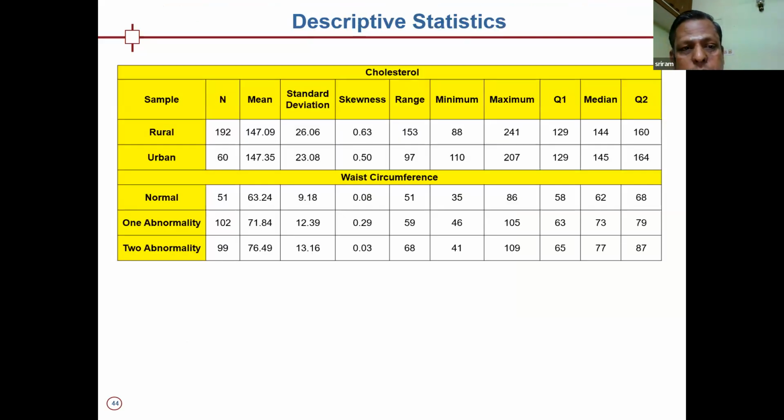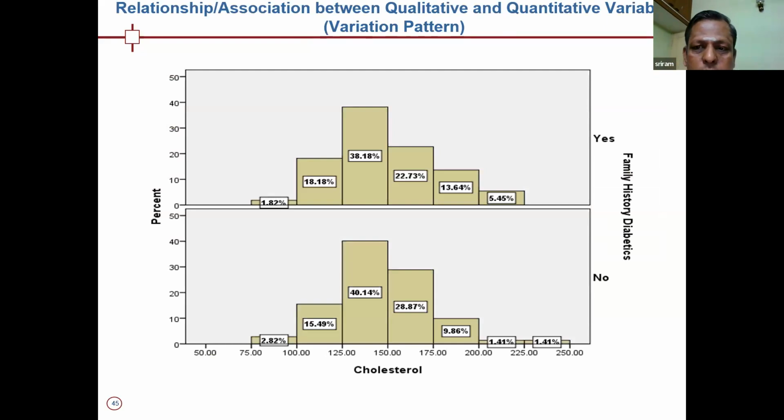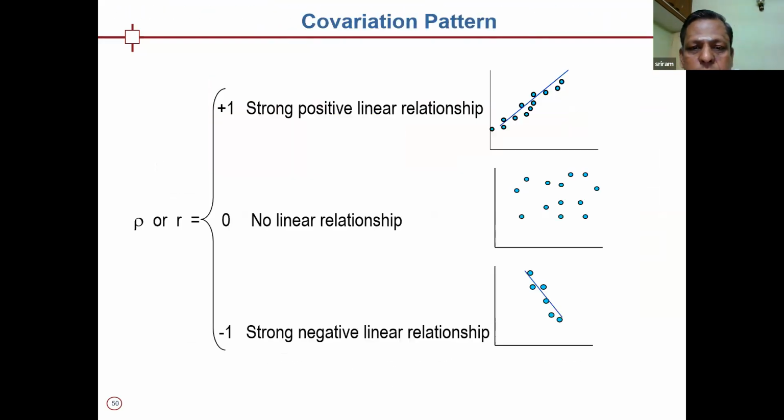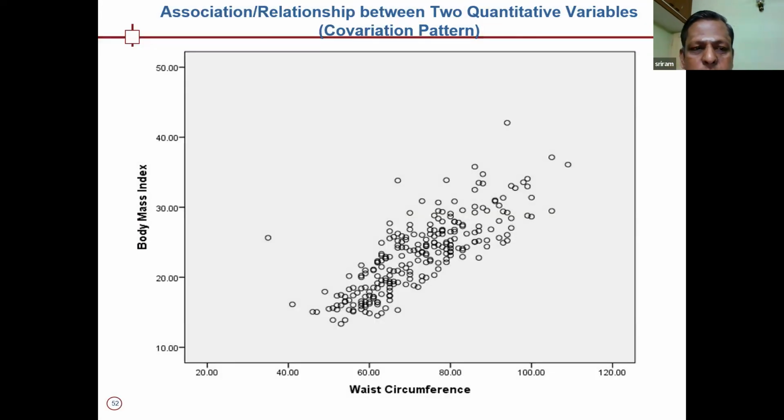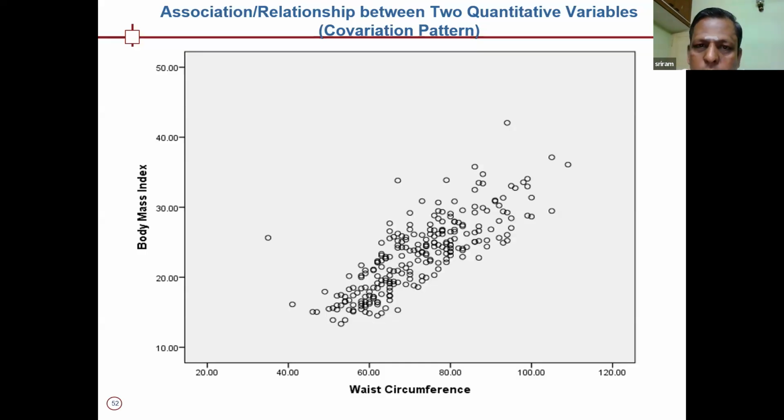It's very important actually. You can also show tables, for example family history and cholesterol. You can use different graphs, and if both your variables are quantitative, you can use a scatter diagram. It easily shows there's a relationship between waist circumference and body mass index. If waist circumference increases, body mass index also increases. It's a very clear, known factor in clinical practice. So that's all I conclude.